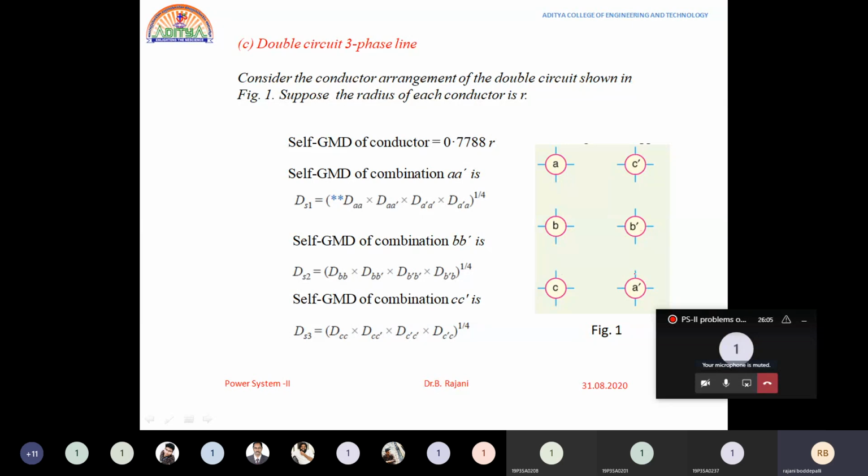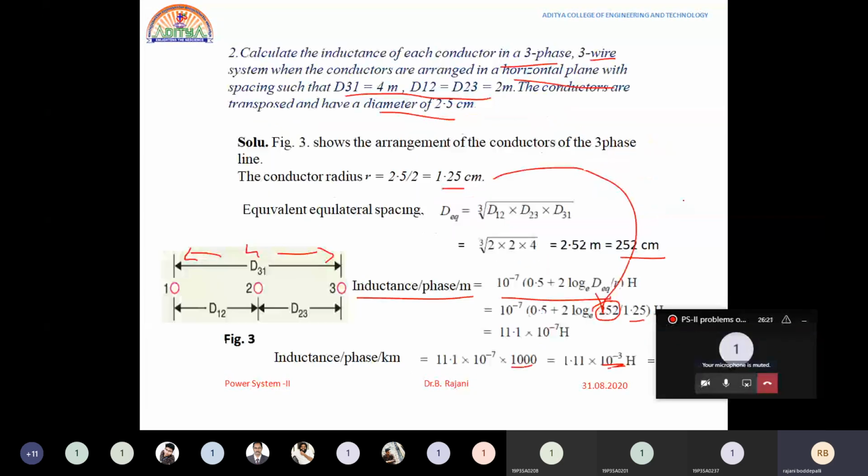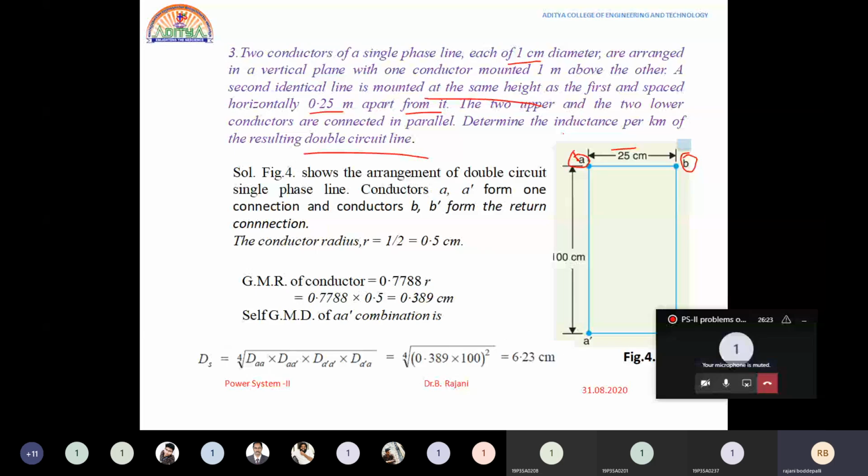Phase 1, phase 2 and phase C. In three phases, we are having the double circuit line. See, this is the double circuit, A dash, B dash and C dash. This is the three-phase double circuit line. But the question we are deriving now is of single phase. In single phase itself, we are having the double circuit lines. That's why A dash and B dash are as such. The figure shows the arrangement of the double circuit single phase line. Conductors A dash.